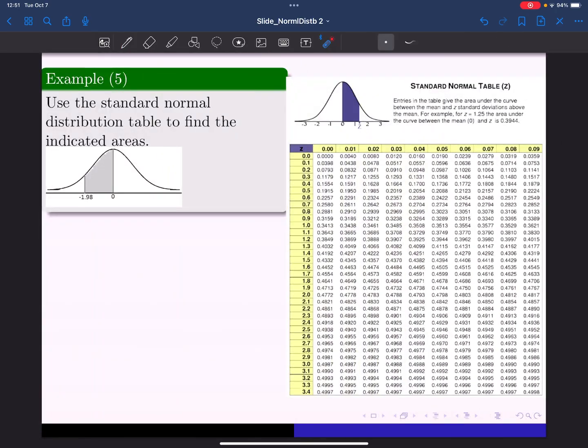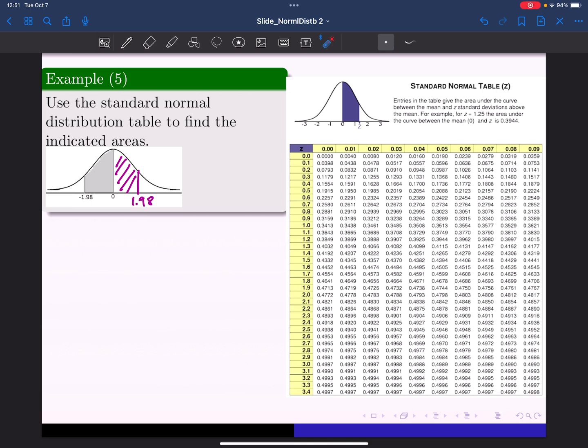Another example, use the standard normal distribution table to find the indicated area. Now we have the area to the left. This standard table only gives area to the right, but we know that it's symmetric. So by symmetry, this is going to be exactly the same area as for 1.98, because this shaded area is exactly the same as the area to the right.